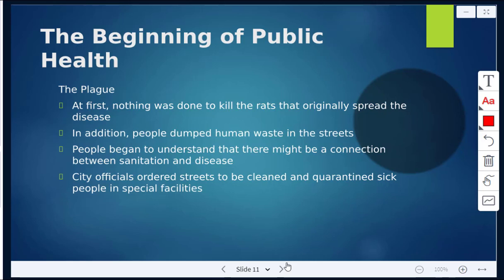Okay, so the beginning of public health started with the plague. At first, nothing was done to kill the rats that originally spread the disease. As well, people were just dumping human waste into the streets. So people began to understand that there's a connection between sanitation and disease. So city officials started to order streets to be cleaned and quarantine the sick people in special facilities.